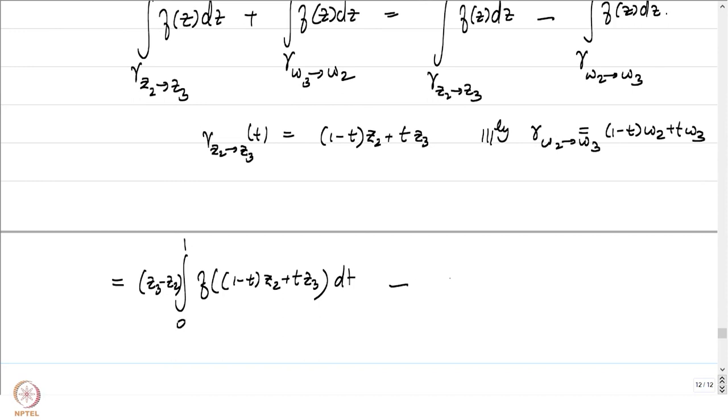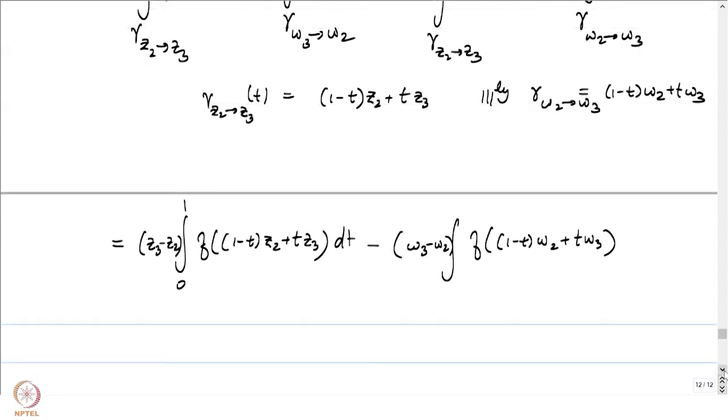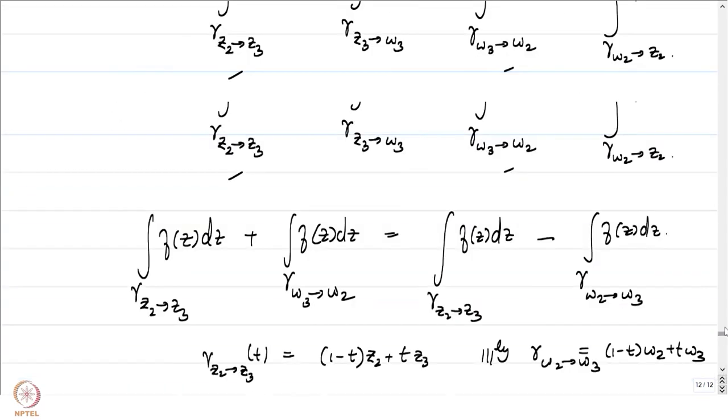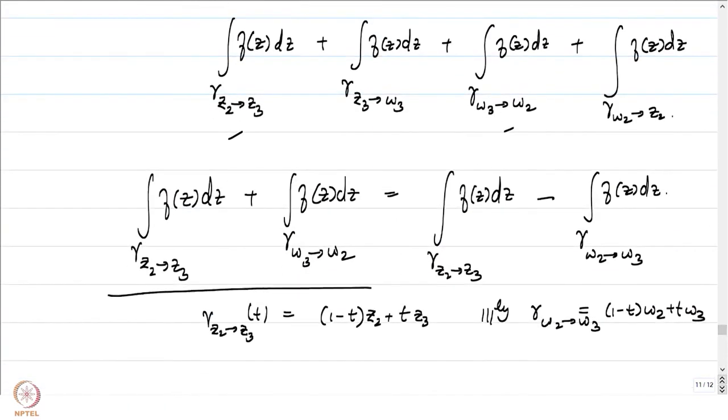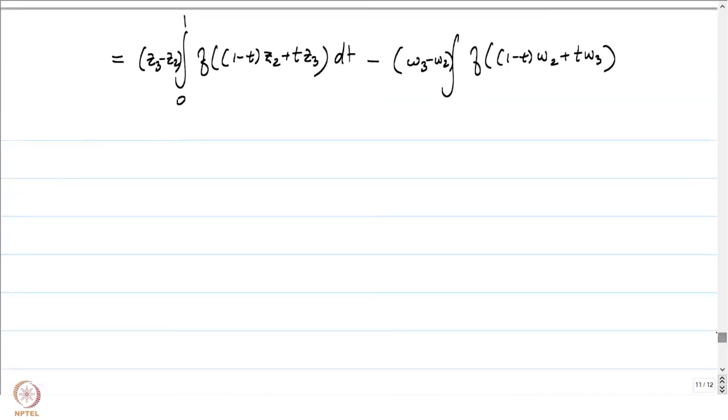Similarly, the second one is the integral of f of (1 minus t) times w2 plus t times w3, and w3 minus w2. This is precisely the sum of these two integrals. This integral is what I have just written down. So, if you look at the absolute value here, okay, let me not confuse things.